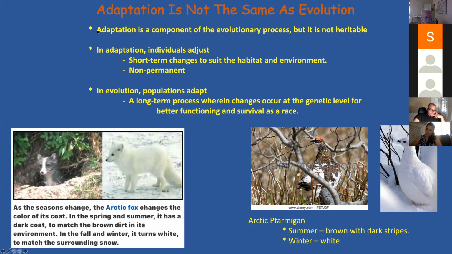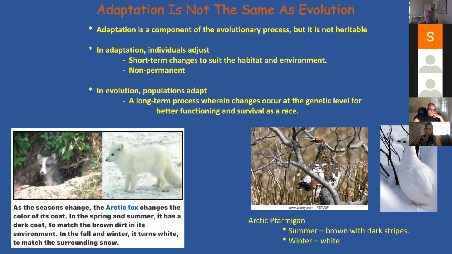And I've got two examples here of adaptation. One on the left is the Arctic fox. In the summer, the Arctic fox is dark colored so that it matches the brown dirt where it lives. In the winter, the Arctic fox is white so that it matches the snow. In both cases, what it's trying to do is camouflage itself against predators.